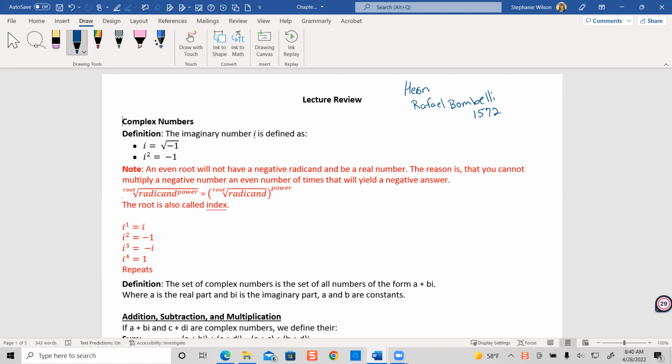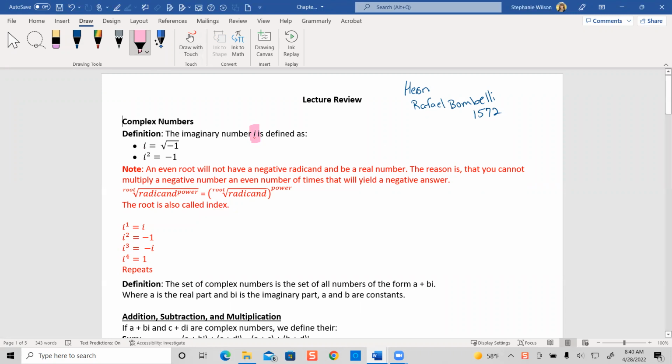So imaginary numbers are said to be first discovered by Heron, the Greek mathematician. I thought that was pretty interesting. It was dated back to 1572. Well, let's just talk about it. The imaginary number is represented by the little lowercase i.